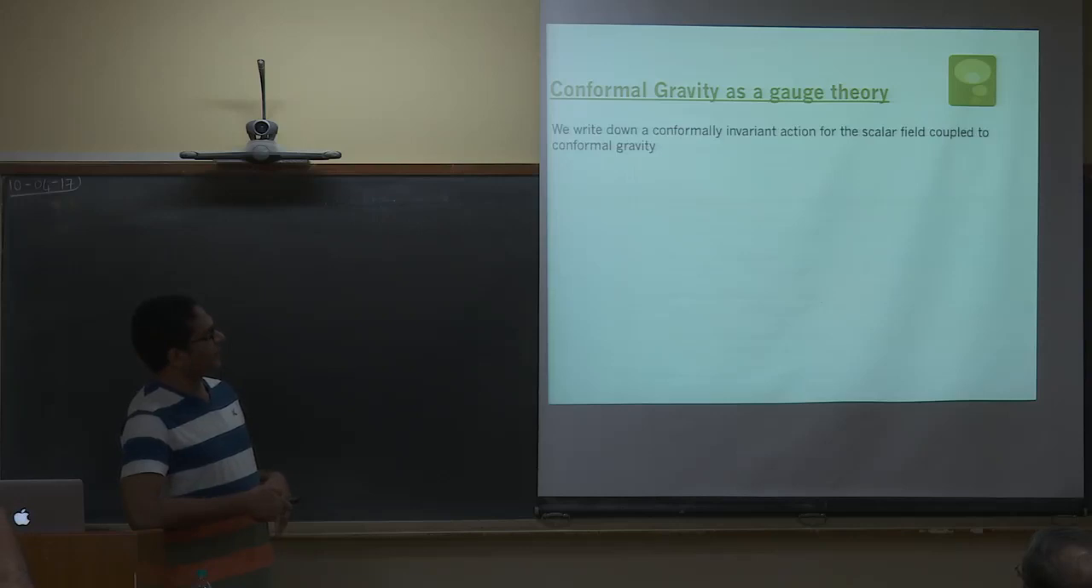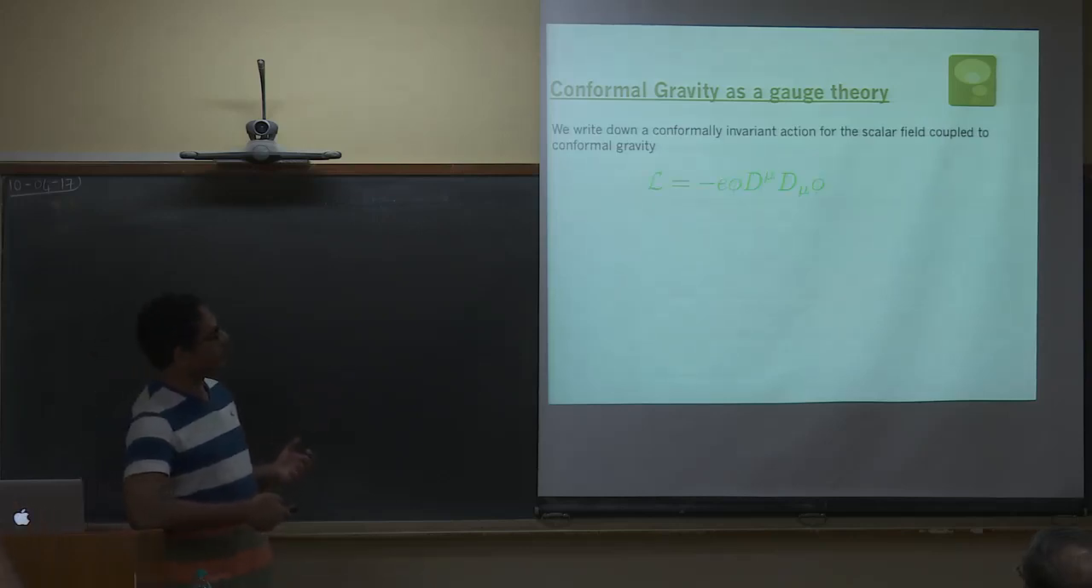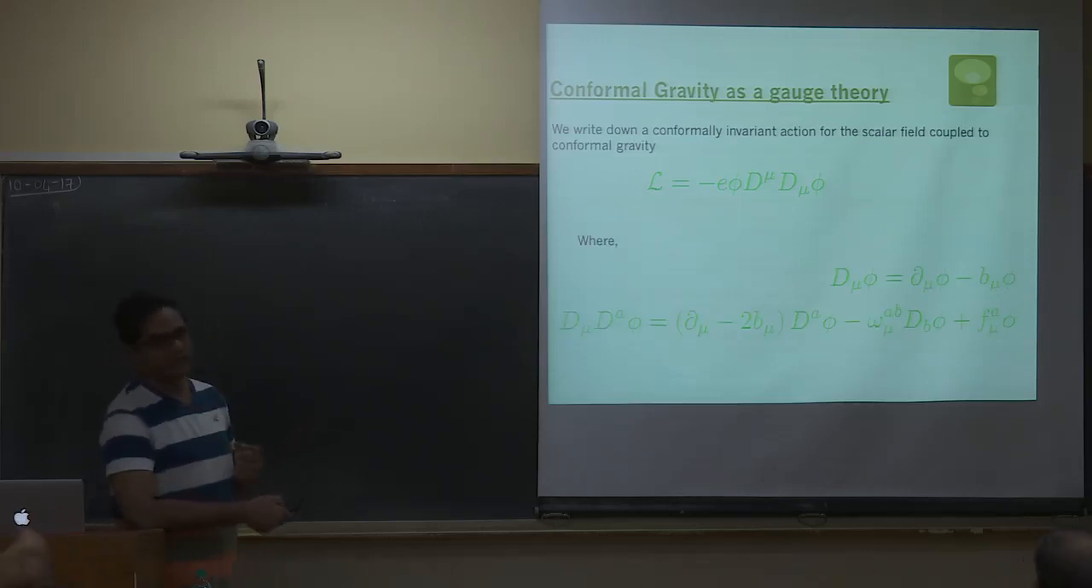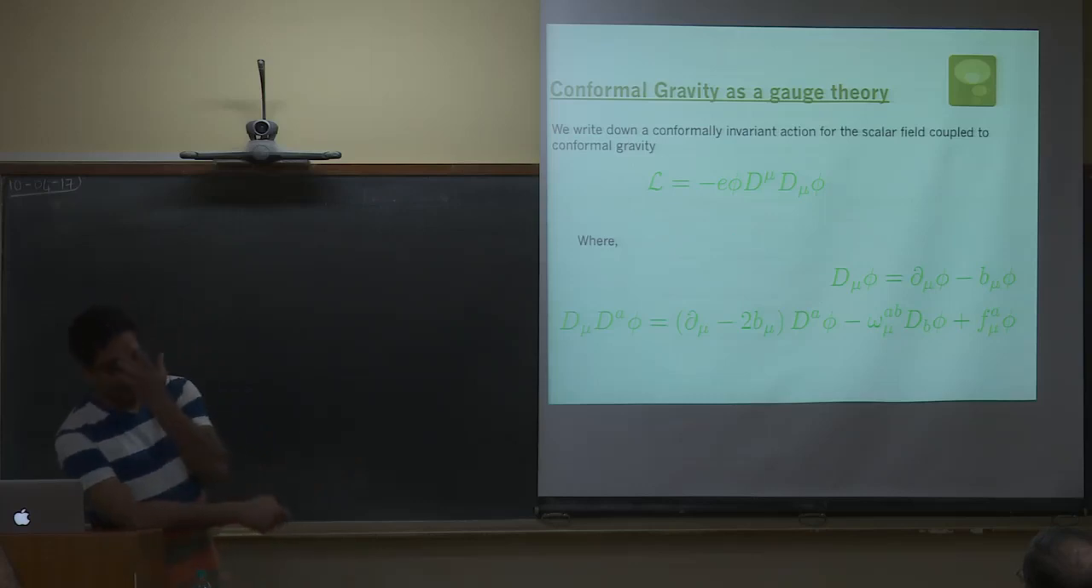So then we can write a conformal invariant action for the scalar field that we introduced, coupled to conformal supergravity. So this is the invariant action for the scalar field, where this d mu phi is the covariant derivative for the scalar field. The scalar field transforms only under scale transformation, so this covariant derivative has only d mu. But d mu phi will transform under other transformations also, so d mu phi will have everything here. That's okay. And by construction, this is conformal invariant, because this d mu is the conformal covariant derivative. So this is conformal invariant by construction.